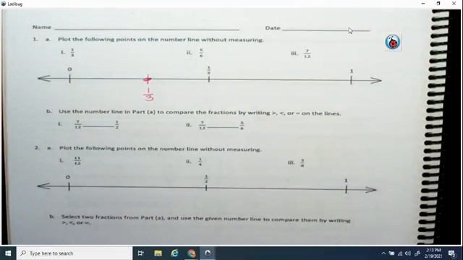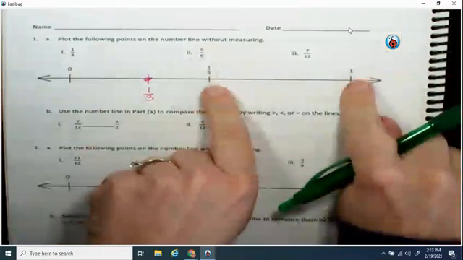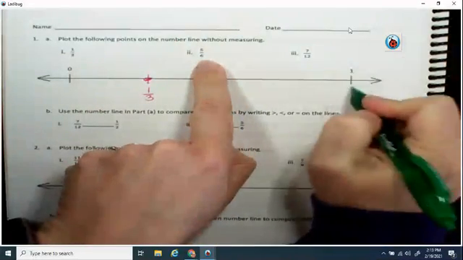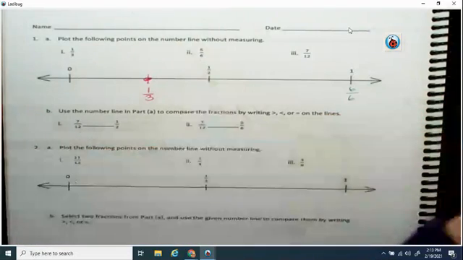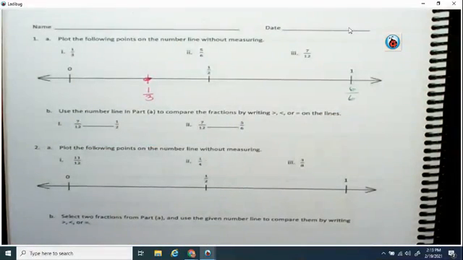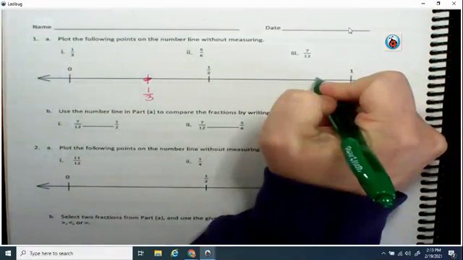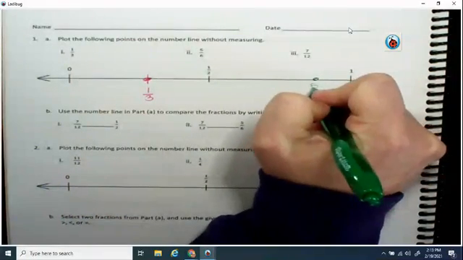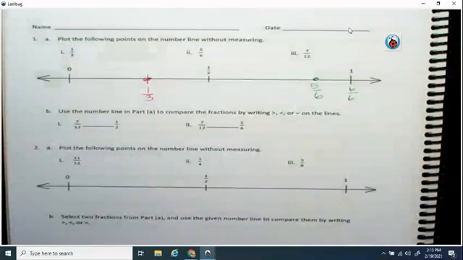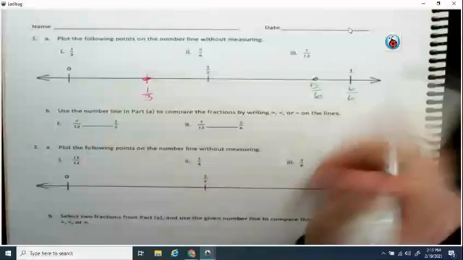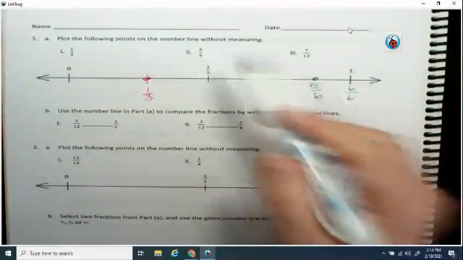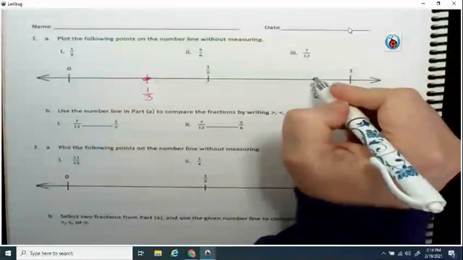Now 5/6. Well, 6/6 would be 1 whole, right? I know 6/6 would be 1 whole. So 5/6 is going to be a little less than 1 whole. And again, I'm not trying to make this perfect, I'm just trying to estimate. So 5/6 is going to be closer to the 1 whole than it's going to be to the half. Going to be closer down this way.